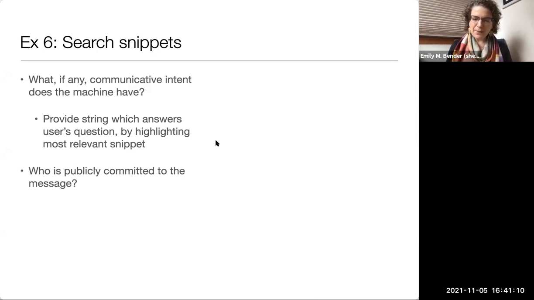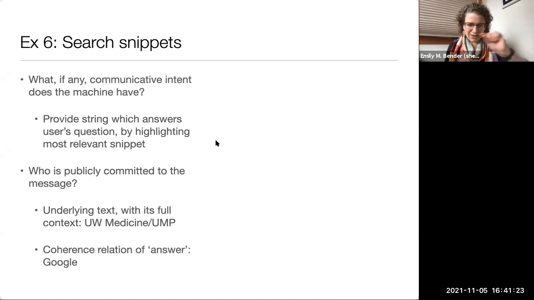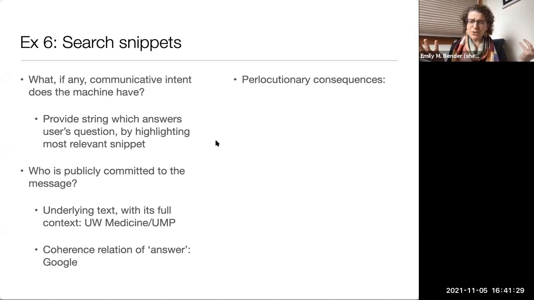Who is publicly committed to the message? Well, the underlying text with its full context was the author of the web page. So for example, UW Medicine, but that had the full context. The coherence relation of answer, this snippet answers your question, that belongs to Google. That's their responsibility. Perlocutionary consequences? Well, in this case, it was wasted time on hold with the wrong service.